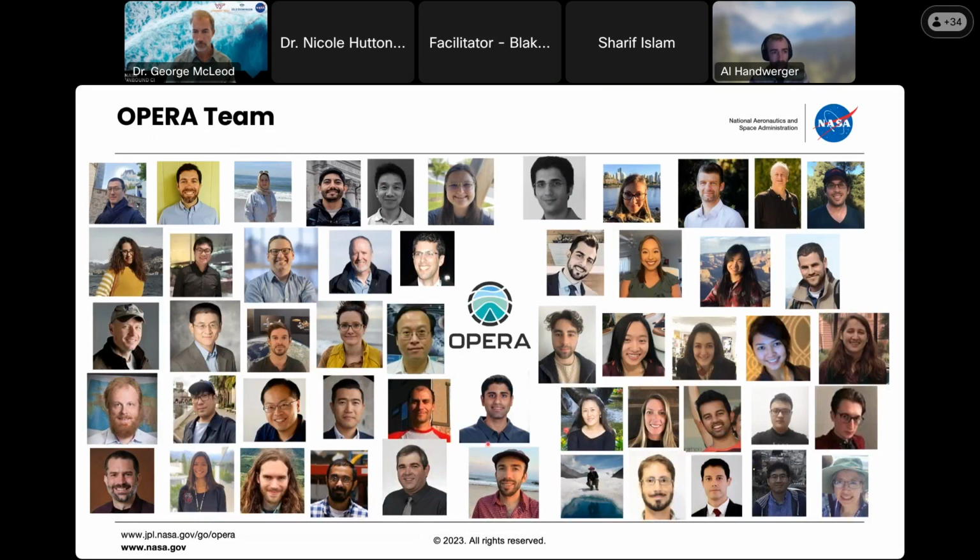So here's an overview of the Opera team. This is not even the entire team. This is really just the team members who have sent in photos to us. So you can see we're a large, diverse group of scientists and engineers, computer systems people that all work together to create these analysis-ready data products.